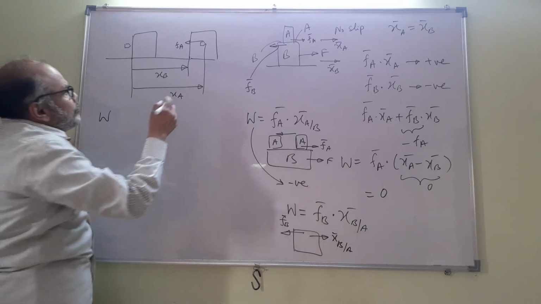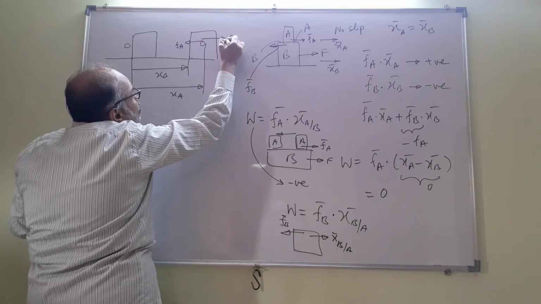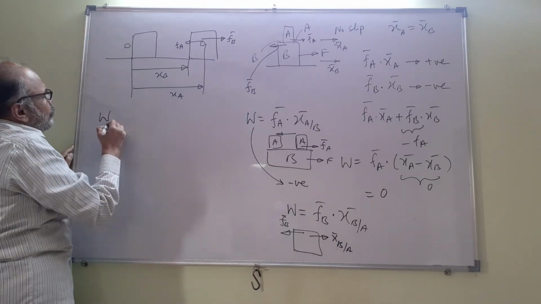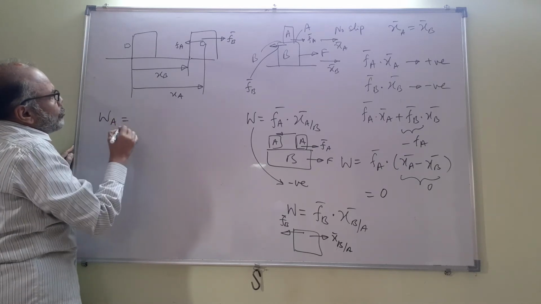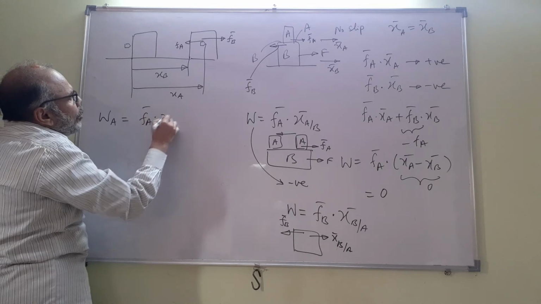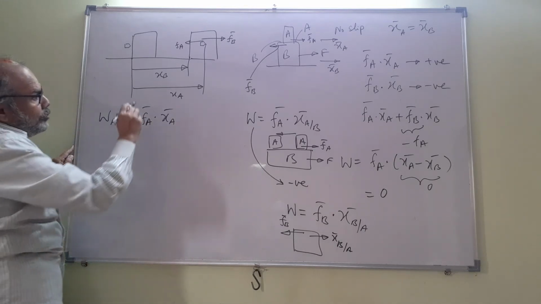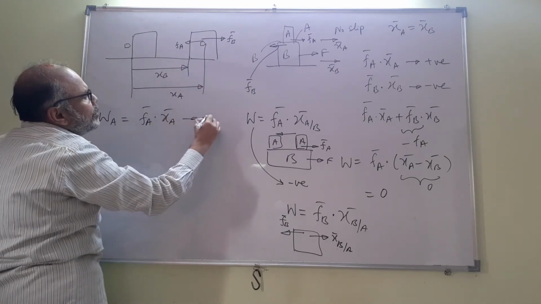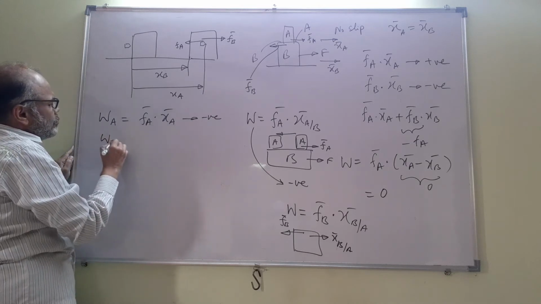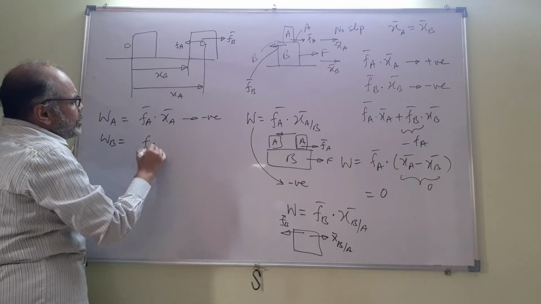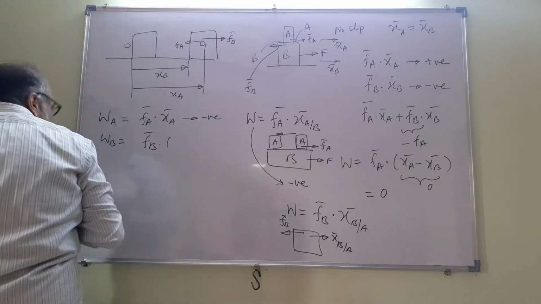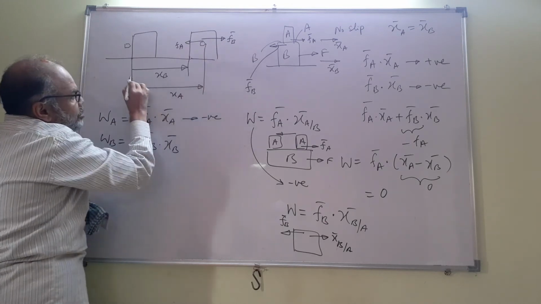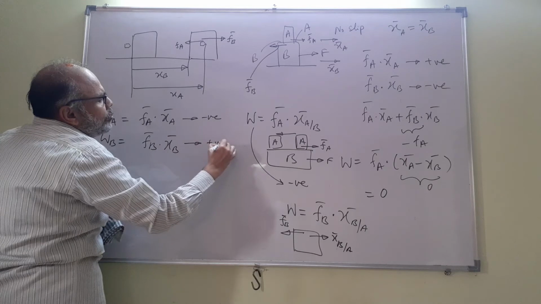So frictional force will be this way, and by Newton's third law, frictional force on the block would be like this. If you consider one by one, work by friction on the bullet would be Fa dot Xa. It's going to be negative because Xa is towards the right and Fa is towards the left. Work done on the block would be Fb dot Xb. Fb and Xb are both towards the right, so it's going to be positive.